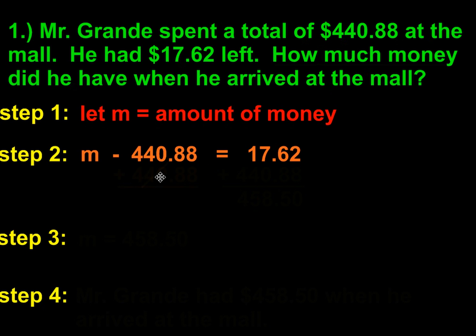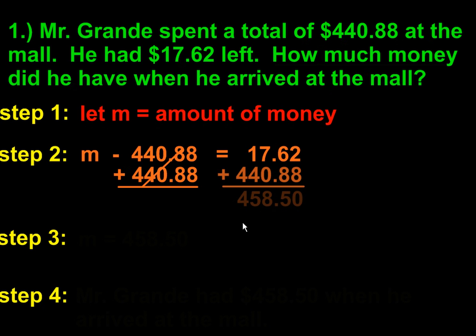Now we can treat this as any one or two step equation. We're going to remove the 440.88 from this side of the equation, and if we subtracted it on this side, we're going to have to add it on the other side. And if we go ahead and do the addition, we should get $458.50. Now we take the M, the equals, and the answer, and bring that down.